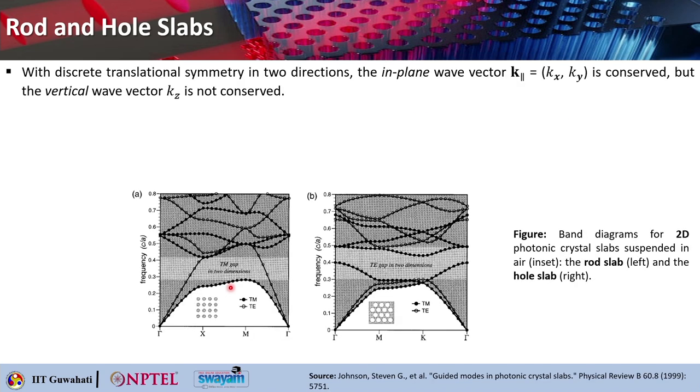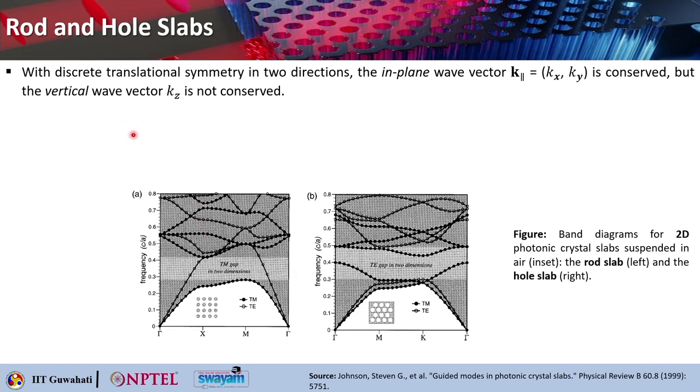Okay, so in this slide, we are basically showing you the band diagrams of these 2D photonic crystal slabs, which are suspended in air. So these are basically the 2D ones. We have not considered the Z at all here. These are just 2D structures or 2D simulations. So this is the rod slab and this is the hole slab. So Z is not considered here.